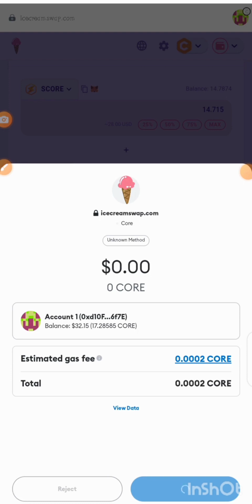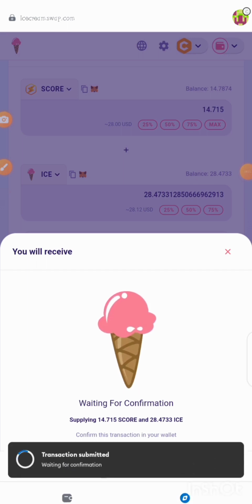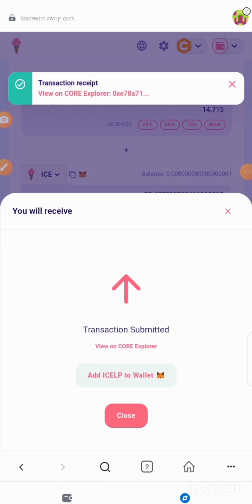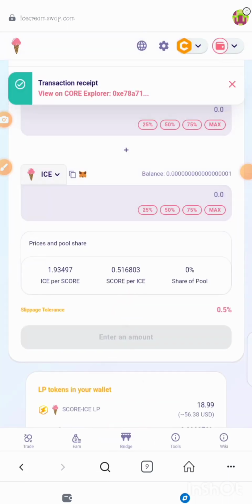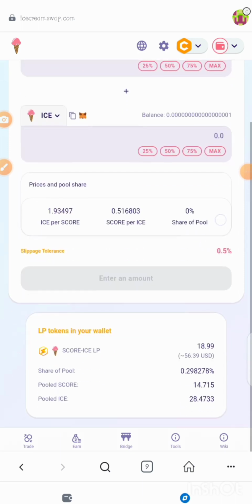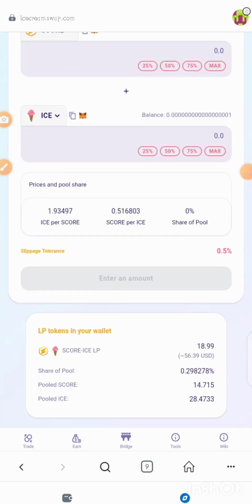Guys, anytime that you want to unstake, what you need to do is to come and click on remove liquidity. Like we have provided liquidity right now, so we can always remove it anytime we want. So they say that our share here is 0.2, so we'll be getting 0.2% on every transaction that happens on this pool. Okay, as you can see, this is our staking right there.